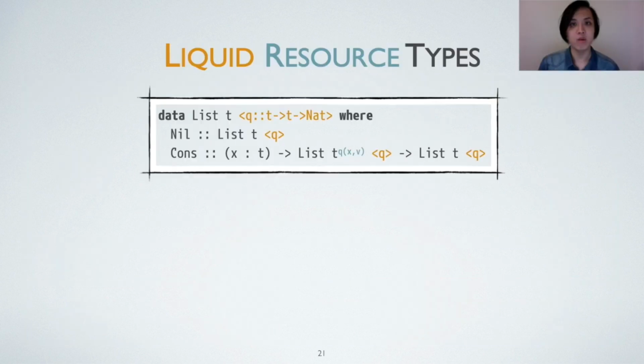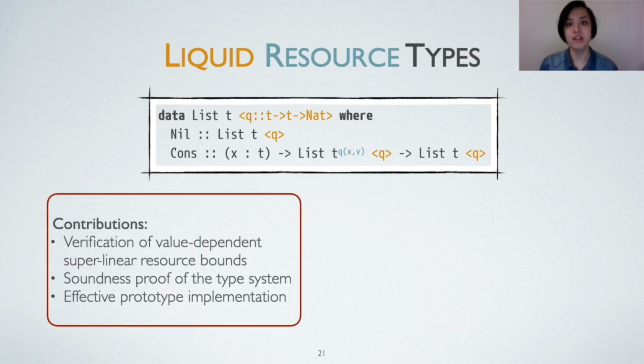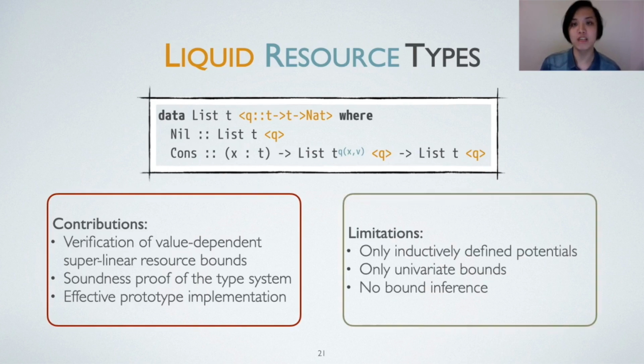In summary, we proposed liquid resource types as an extension of liquid types to express and automatically verify value-dependent superlinear resource bounds of functional programs. We formally prove the soundness of our type system and implement a prototype type checker that is shown to be effective in our experiments. Our work still has a bunch of limitations.